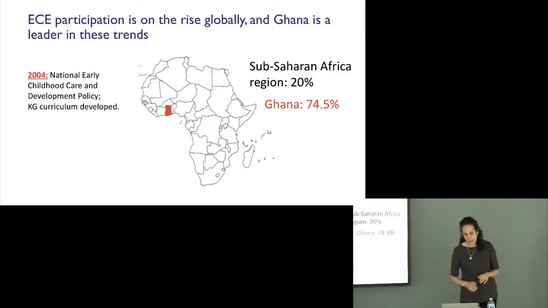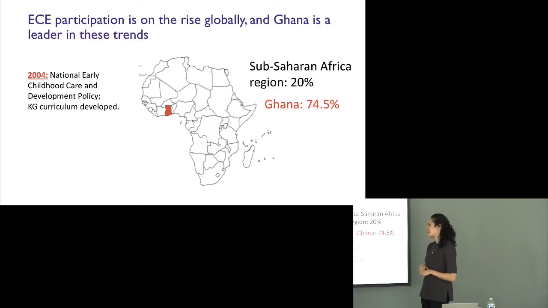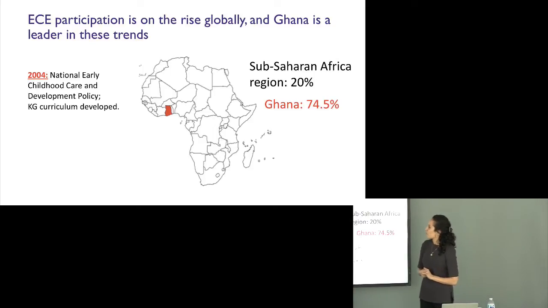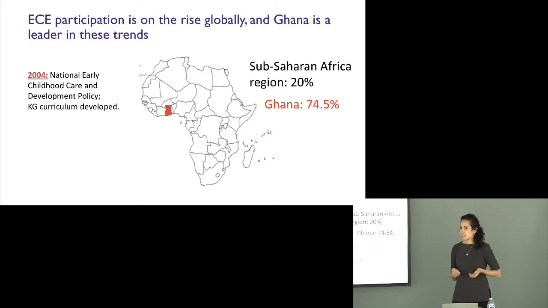And the reason for that partly comes from parent demand, but a lot of it comes from a policy that was passed in 2004, the National Early Childhood Care and Development Policy, that laid out a bunch of priorities for investing in young children. And one was to develop 2 years of pre-primary education, which is called kindergarten, or KG1 and KG2. And as part of this, they also developed a curriculum for the kindergarten sector.